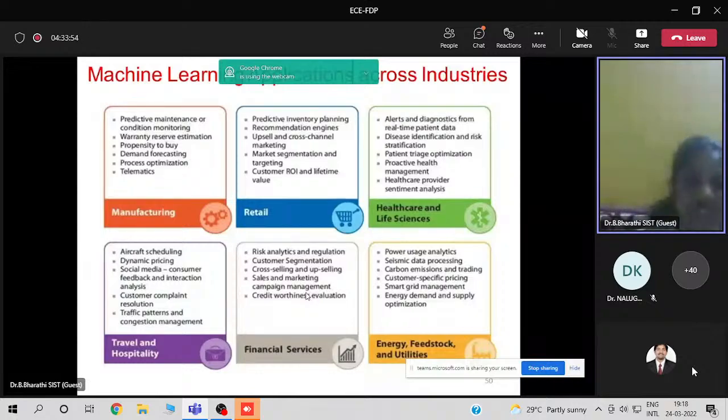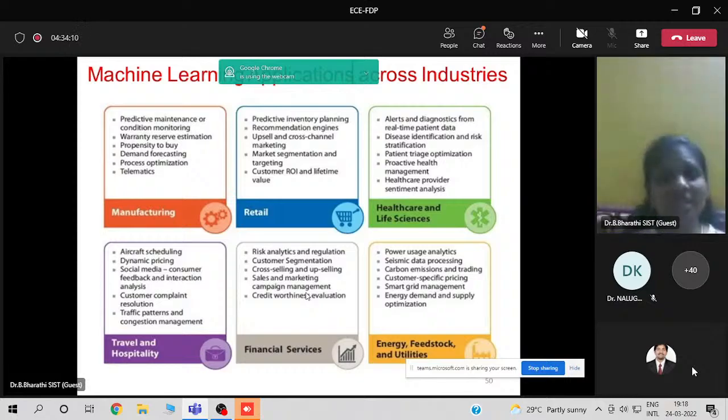In travel and hospitality, you want to do aircraft scheduling, ship route scheduling, bus scheduling. You want to publicize information on the media. You want to understand traffic patterns. Similarly, in financial services, you want to find out credit scores. You want to find out whether the person is a reliable person to give a loan. You want to find out the risk analysis. And energy and feedback.